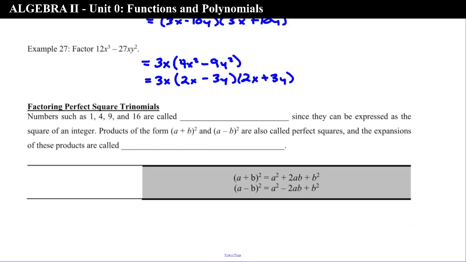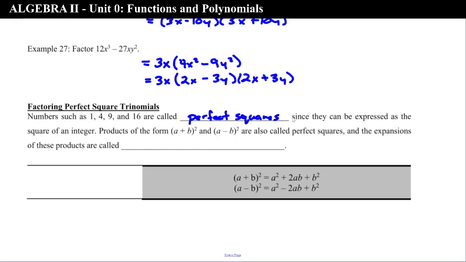Now the last thing I want to cover in this section is factoring perfect square trinomials. So you may remember early on in this video, I brought out the term perfect square trinomials. It was one of our examples of a trinomial. Well, here's what we're talking about when we're talking about perfect square trinomials. Numbers such as 1, 4, 9, 16, they are all called perfect squares. And they're called perfect squares because they can be expressed as a square of an integer.